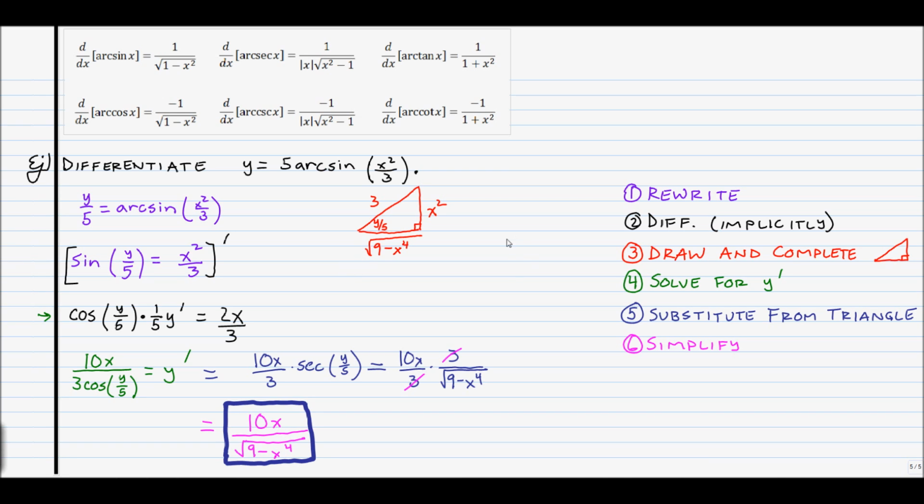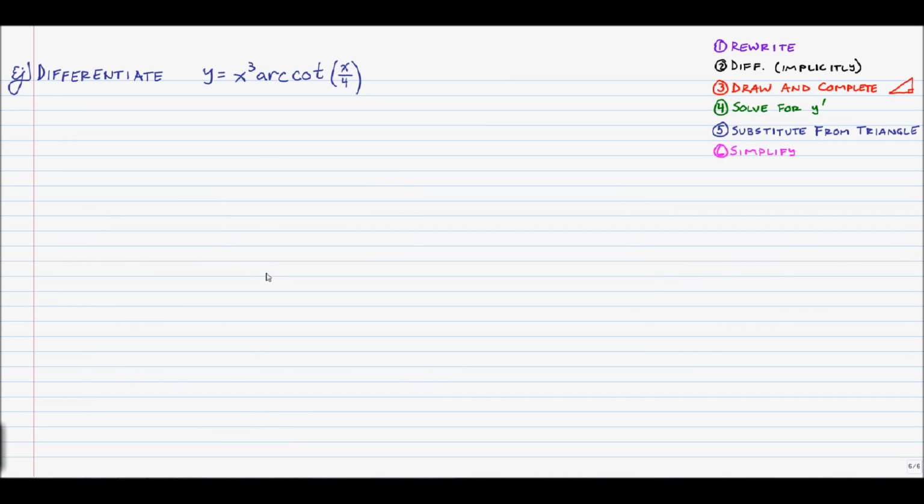So from here, we've done one example. Let's do one more before we call it a day and leave you to master the rest on your own. Alrighty, so our final example here. We're going to do one that's not hard on its own. It's just that we're going to have to involve some other rules in the problem. In this case, we have a function that's defined not just in terms of an inverse trig function, but also something else. So y equals x cubed times the arc cotangent of x over 4.